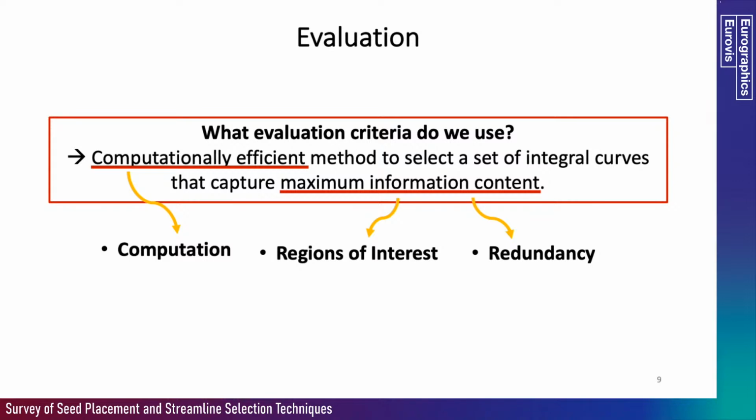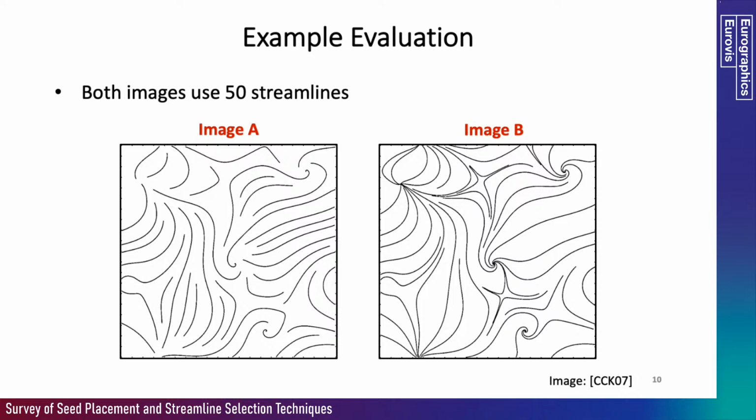Now, there is a trade-off involved when considering maximum information content given a fixed budget or a fixed number of streamlines that can be used. Here is an example to give you an idea of how a set of streamlines might be evaluated, particularly with respect to regions of interest and redundancy. Each image has 50 streamlines. Image B captures features better. We can see that several critical points are clearly visible. Now, for those that are unfamiliar with this space, areas near critical points are considered regions of interest in a flow field. A critical point is where the velocity is zero, and there are different kinds of critical points that are identified depending on the behavior of the flow surrounding the critical point. Image A, however, doesn't highlight any of these features well, and in fact, there are several redundant streamlines which show nearly parallel flow.